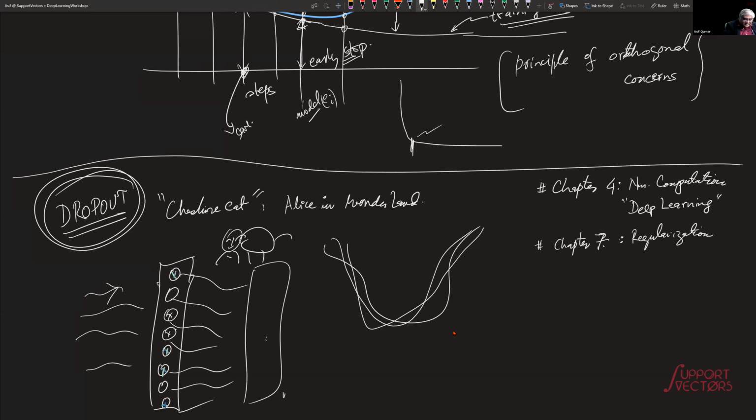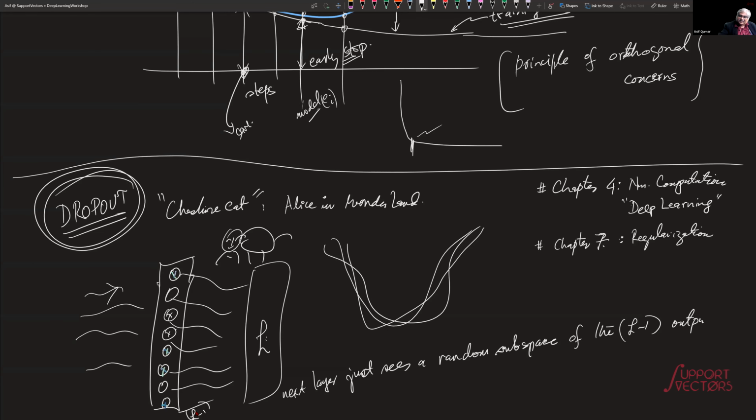This next layer just sees a random subspace of the, so far as layer L is concerned, the L minus 1 output space. You realize that if you nuke 3 of these nodes, then essentially 3 dimensions are gone. You're looking at a random subspace, right?